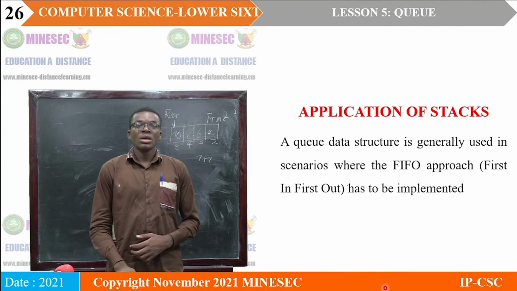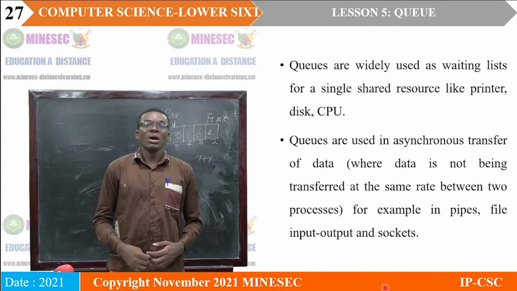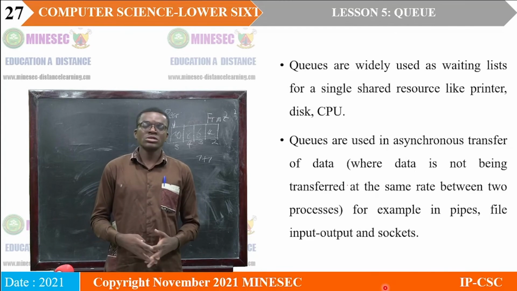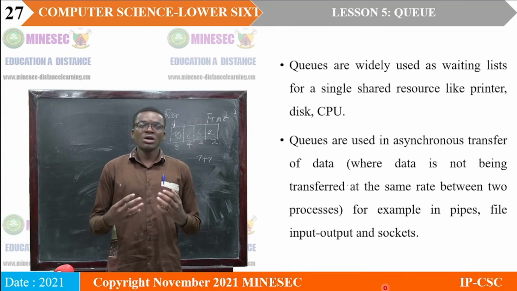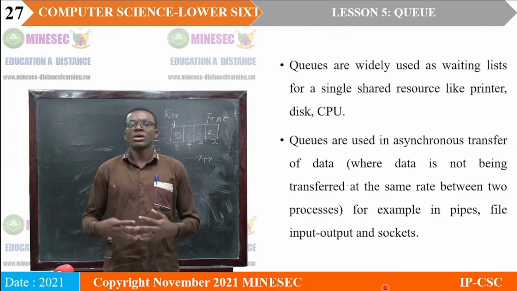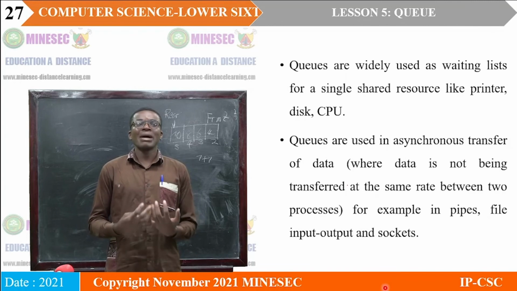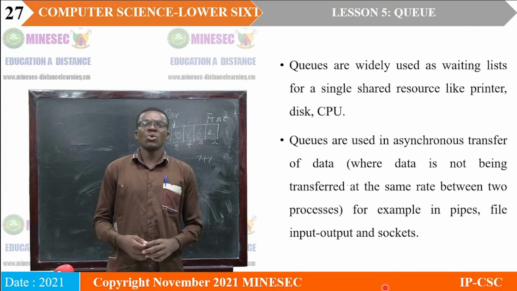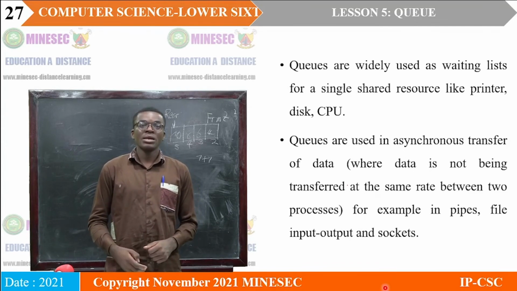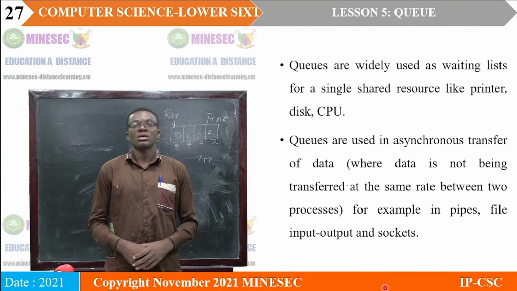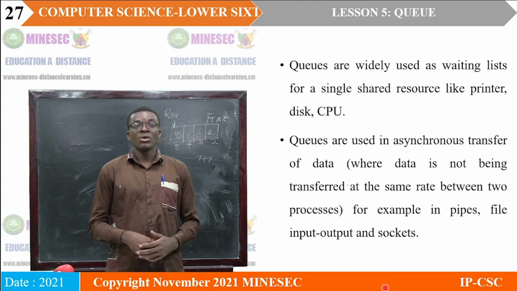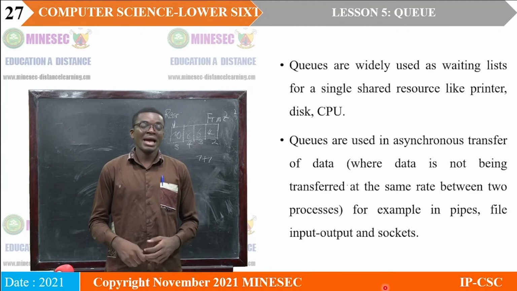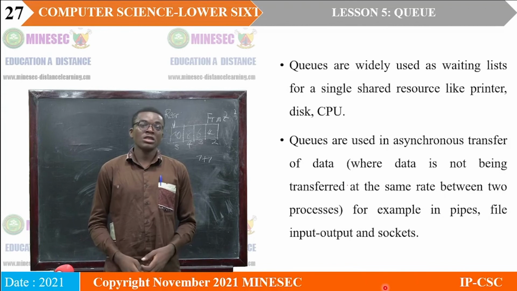Application of queues. As we all know at this point, a queue uses the first in, first out approach, which we can use in software and even in our real life scenarios. We're going to look at how we can apply queues. Queues are widely used as waiting lists for a single shared resource like a printer, disks, CPU, etc.